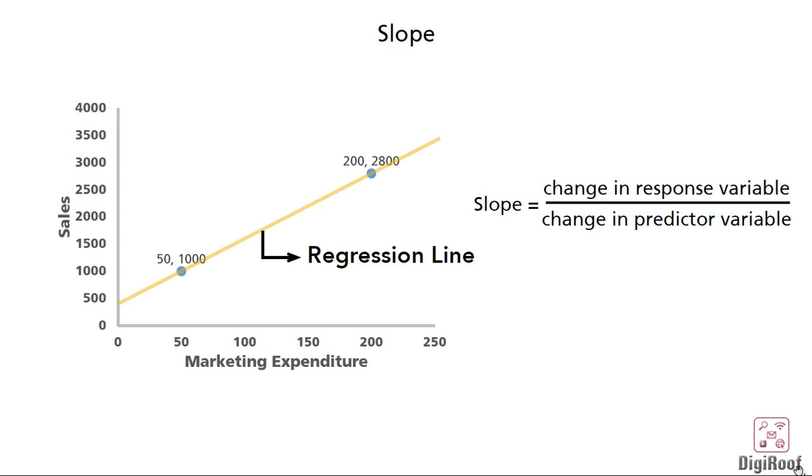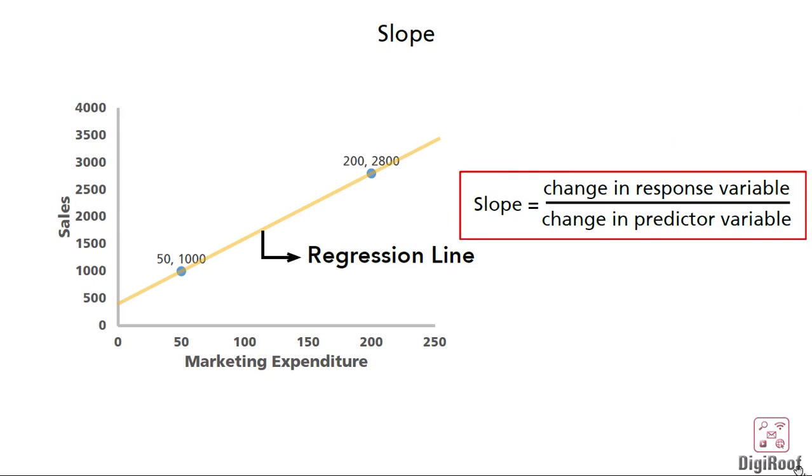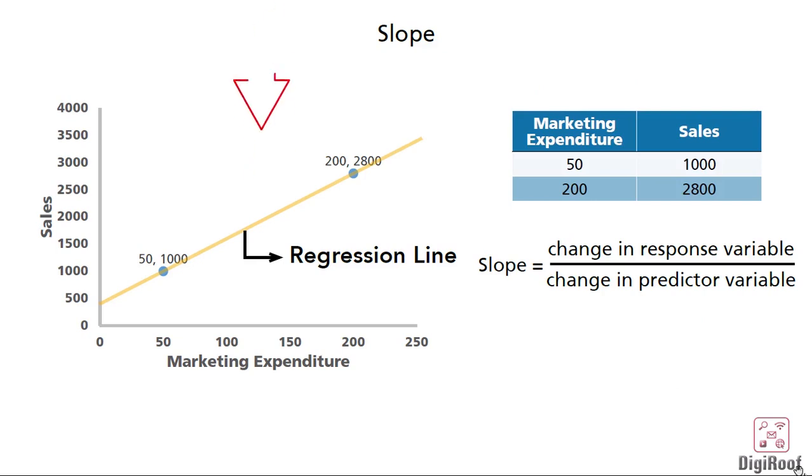Next, we are going to understand the slope of the regression line. Slope is the change in response caused by some given change in predictor variable. In terms of formula, we can say that the slope is the change in response variable divided by the change in predictor variable. To understand the slope formula, we will look at an example. Suppose this regression line describes the relationship between marketing expenditure and sales. This line is an infinite series of points that are combined together to form this line. Let's say this point on the regression line is suggesting sales of 1000 rupees corresponding to 50 rupees of marketing expenditure. Similarly, this point is indicating that the sales corresponding to 200 rupees of marketing expenditure is 2800.